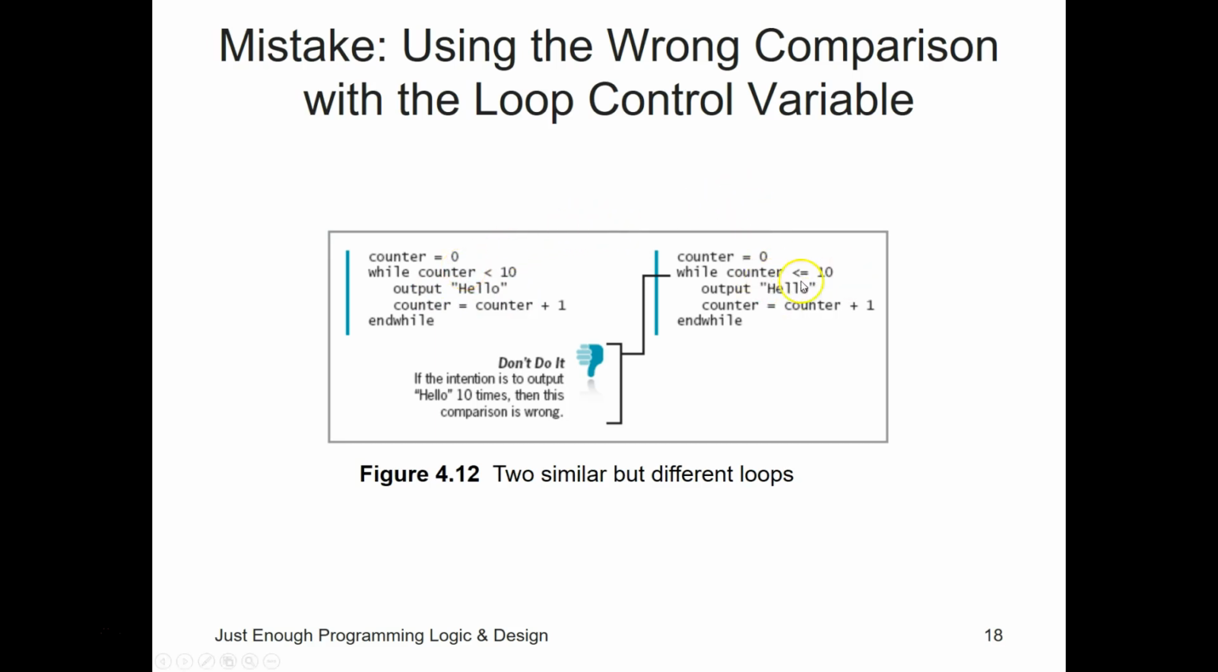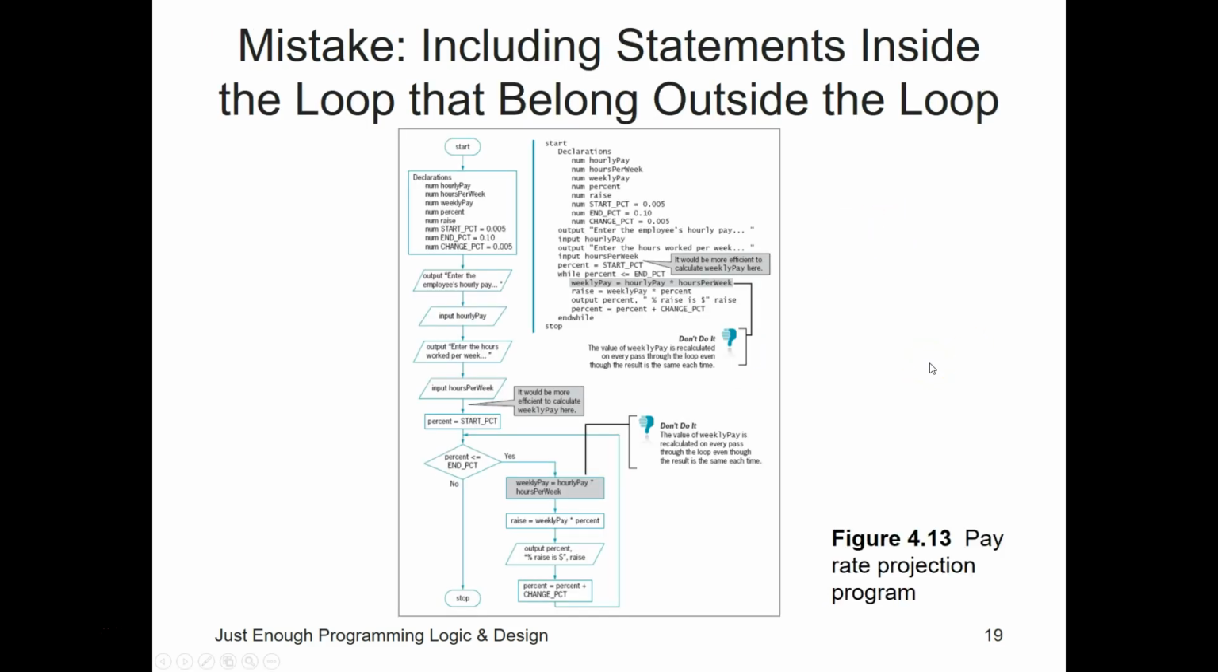The less than or equal to is going to allow it to actually print not 10, but how many labels? 11, because it's going to have one more in there.